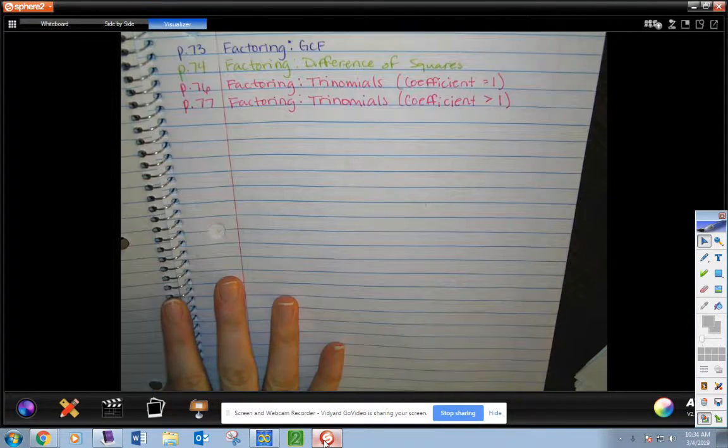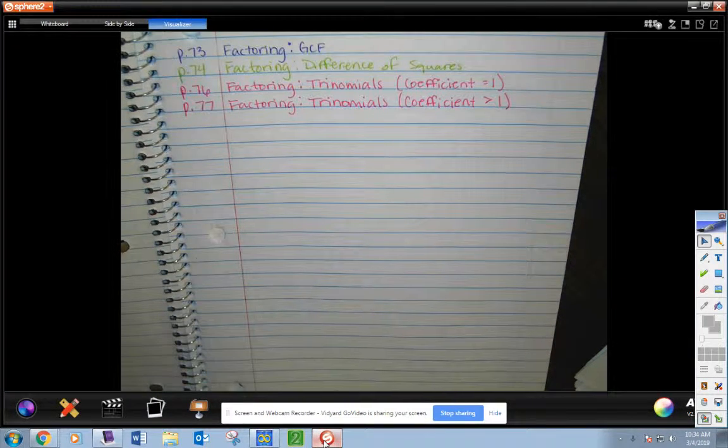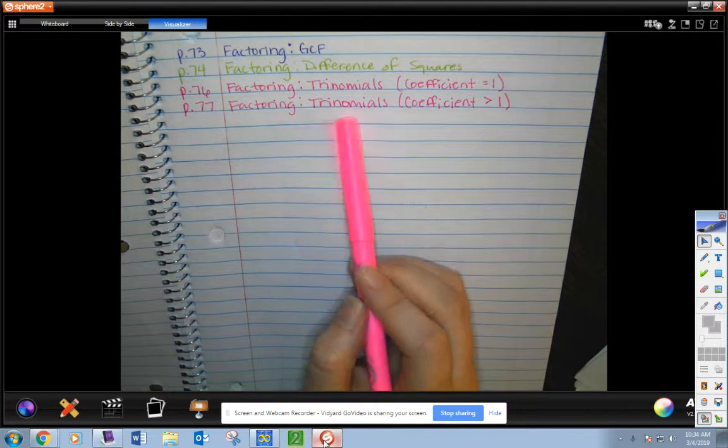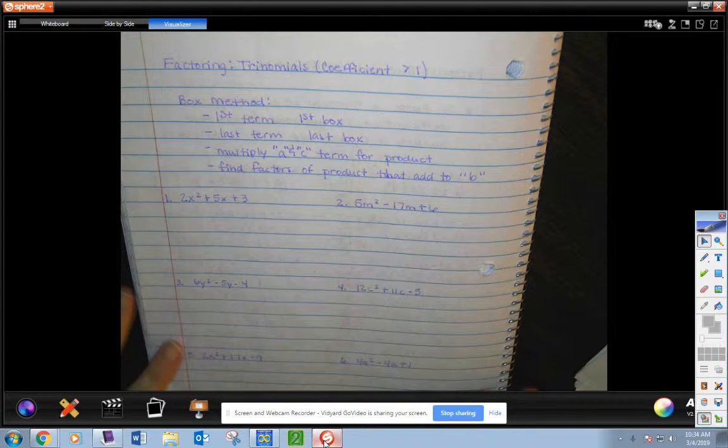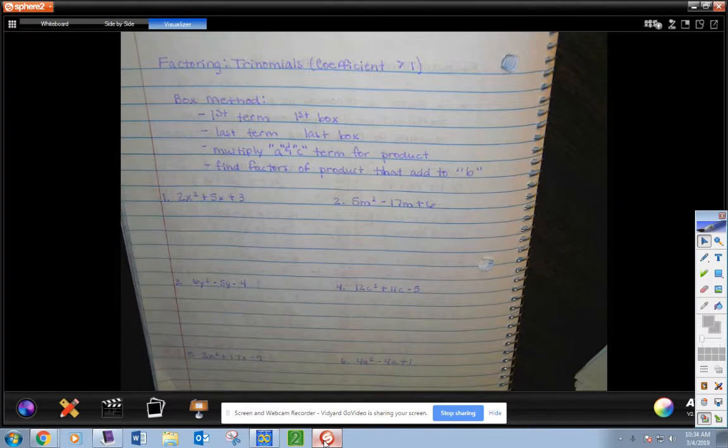Alright guys, so in your table of contents, mine fell on page 77. Y'all put whatever page you are on. Again, we're still factoring trinomials, but this time we're going to move to where it's a coefficient greater than 1. So that means your numbers are not just going to start with a letter. They're now going to have a number in the front. So once you have that written, if you would, go ahead and pause and write those for me.